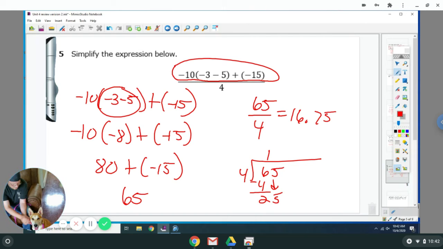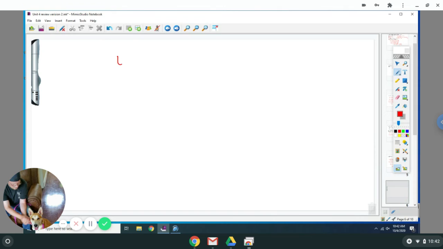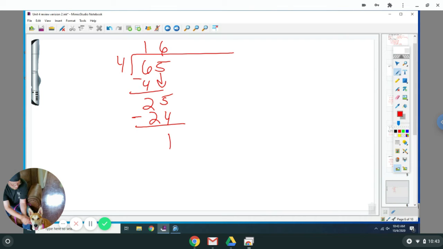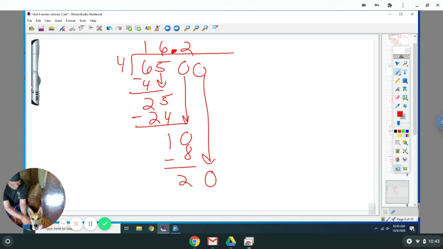About to run out of room. Here, let me just add a paper. So this is just me proving the answer for the previous slide. I just needed some extra room. Add a decimal because you ran out of numbers. So that's how you get 16.25.